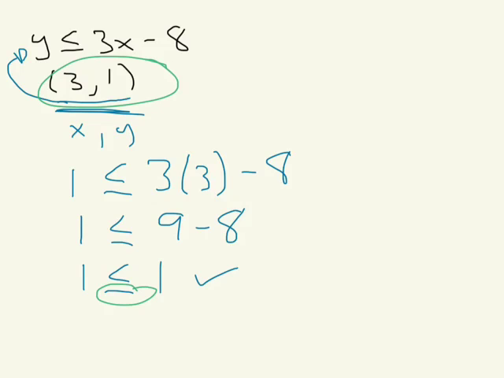So if we ever get a true statement when we're solving algebraically, we know that the point we used is a solution to our inequality. And furthermore, if we were to graph this, and we plotted this point right here, it would be inside the shading. So that's it for the explanation to the exit ticket.